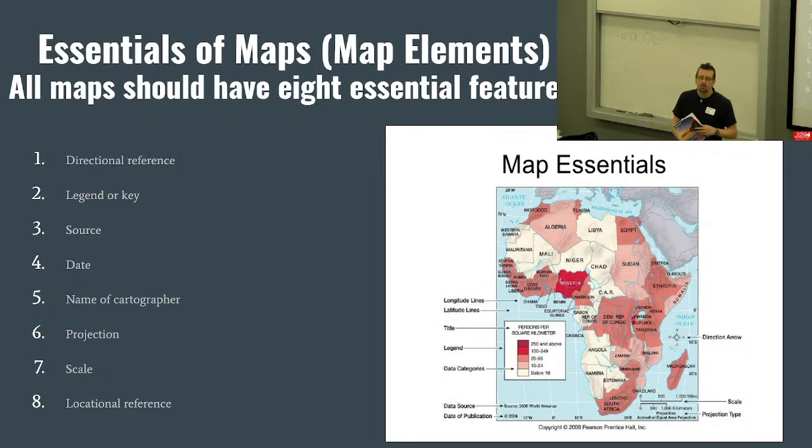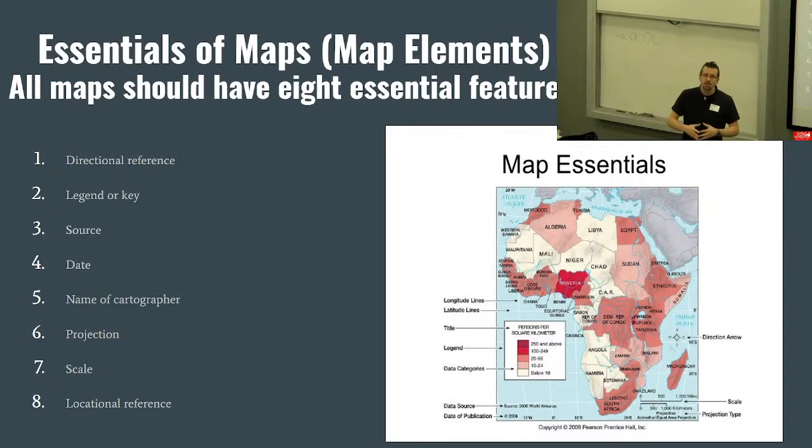So first off, you need a directional reference. This seems like knowledge you would know, where north is, right? When you look at the United States, you know where the northern part of the country is, you know where the southern part of the country is. But this is not always the case when looking at other areas on planet Earth. So a directional reference is very important. This typically takes the form of a north arrow or a compass rose.